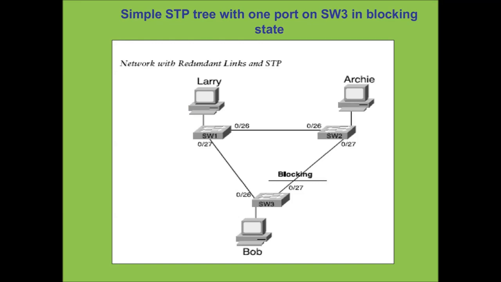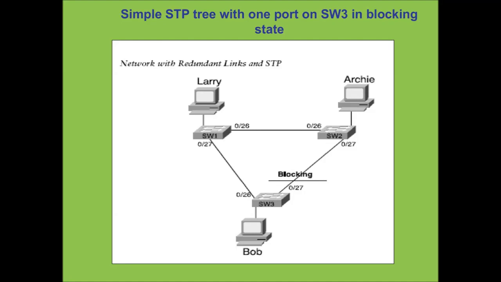In this diagram, a simple STP tree with one port on SW3, which is switch 3, in blocking state. So this is a network with redundant links and STP. Redundant links means if there is a path between two devices and that path is broken, then there must be another path by which data transmission is done. So this is the redundant concept, or you can say alternative path. In networks, alternative or redundant links are very important, because if the path is broken, then an alternative path must be able to transfer data.